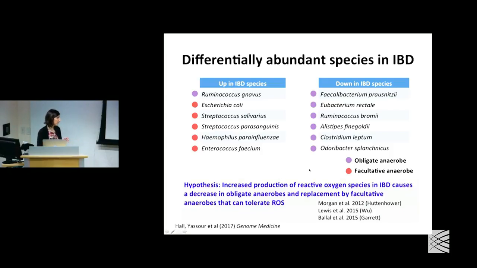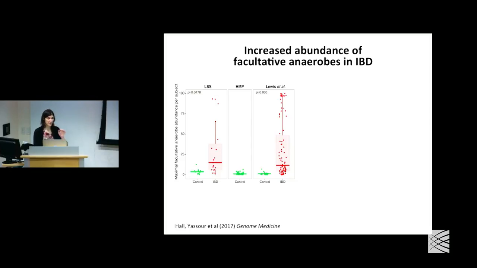And so the hypothesis that we reached, based on our study as well as others that had been previously done, was that an increased production of reactive oxygen species during inflammation in IBD may be contributing to the decrease of the obligate anaerobes and the replacement by these facultative anaerobes that could tolerate the reactive oxygen species better. And so what Brantley did is he manually curated a list of all of the species that were present in the samples, and was able to assign them either facultative anaerobe, strict anaerobe, et cetera. This is a non-trivial thing. It's actually very hard to compile all of those data, because a lot of it has to be based on experimental work that's been done.